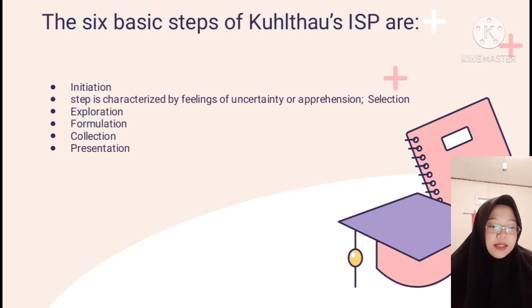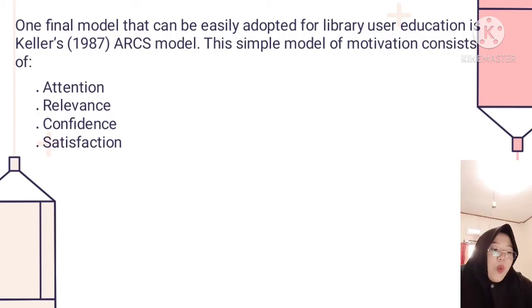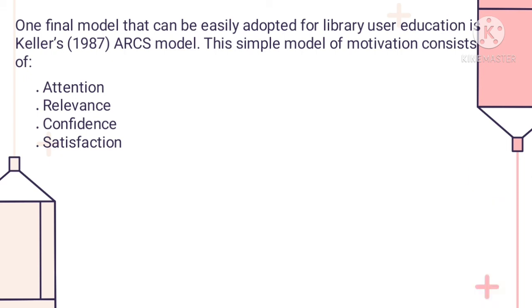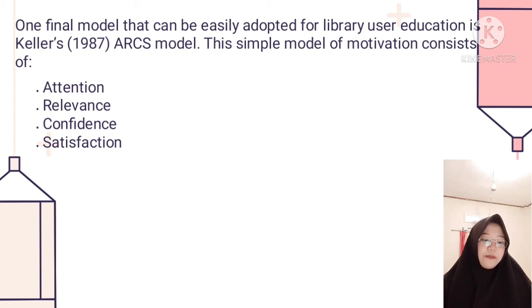If the research has gone well, feelings of satisfaction, confidence, and relief are prevalent. One final model that can be easily adopted for library user education is Keller's 1987 ARCS model. This simple model of motivation consists of 4 parts. The first is about attention.